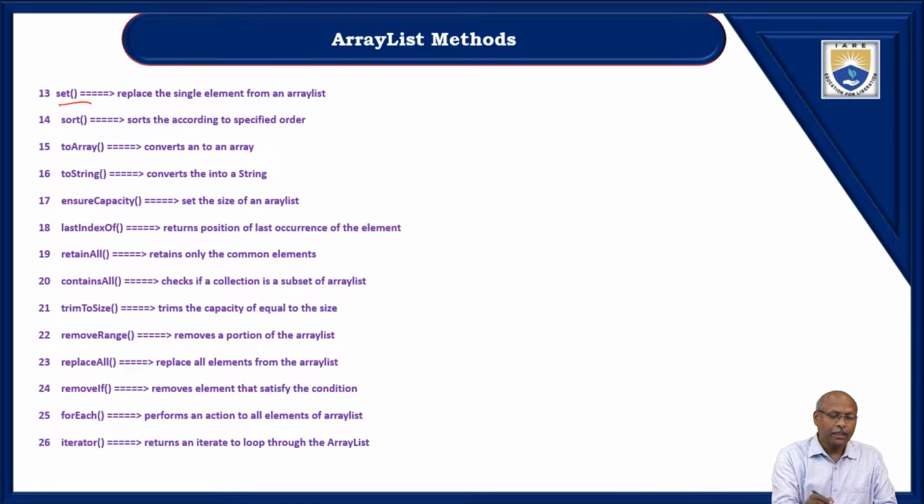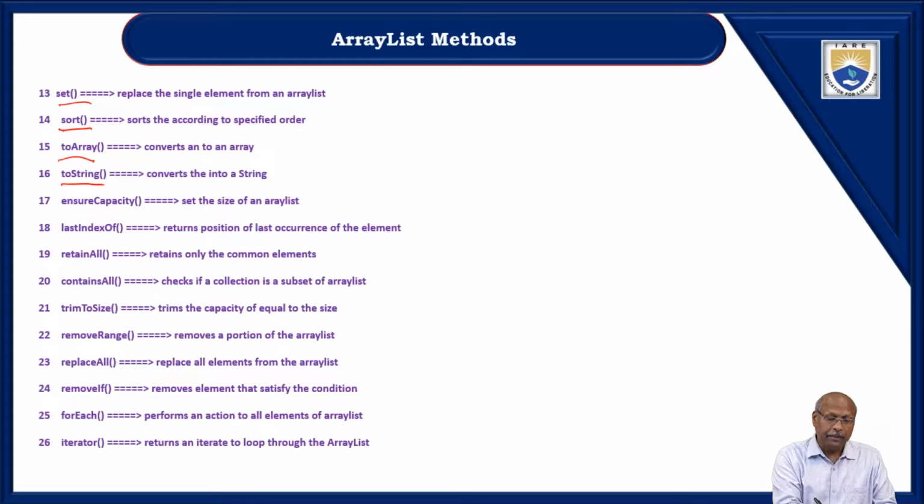Similarly, you can set the value, whatever the value is there, if you want to replace, then you can use the set method. Similarly, with the sort method, you can sort the items either in ascending order or descending order. You can convert the dynamic array to a static array also. So toArray will return the corresponding array.